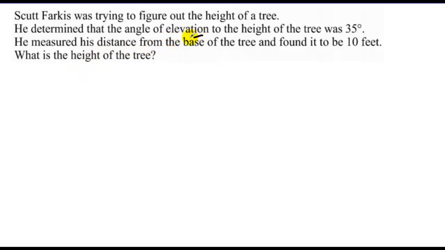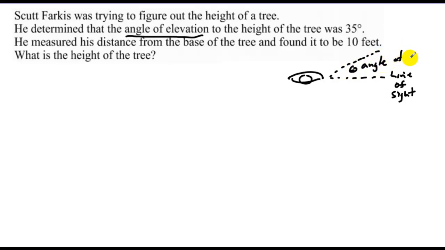First of all, we got to understand what angle of elevation means. Well, pretend you got an eyeball, and that eyeball looks straight ahead. We call this the line of sight. Any angle you make that goes up is called the angle of elevation. While any angle you make in looking down is called the angle of depression.